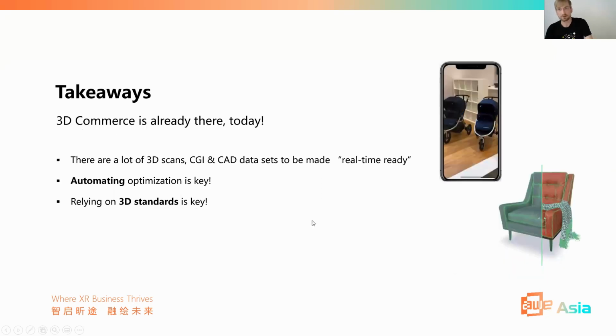So the takeaways of the talk are basically that, as we have seen from examples such as the Shopify demo here, 3D commerce is already there today. It works. We can have augmented reality shopping apps that provide a large benefit. However, all these kinds of 3D models need to come from somewhere. There are different kinds of sources, and making 3D content real-time ready is a challenging task. And within this challenging task, there are two key aspects. One is automating 3D data optimization, and the other one is relying on 3D standards.